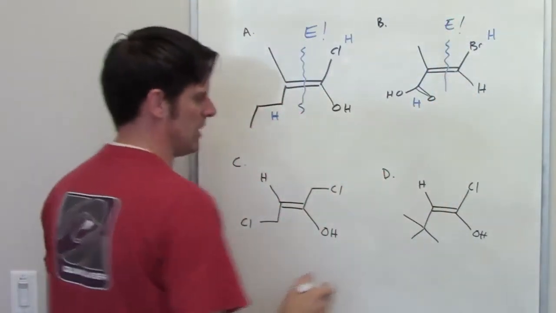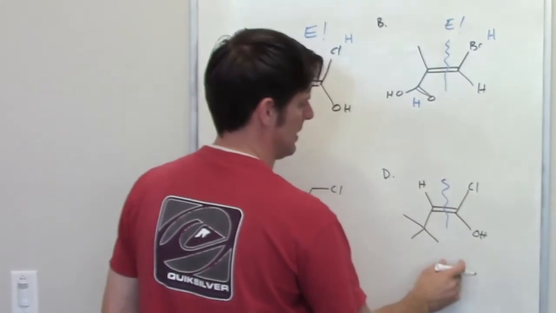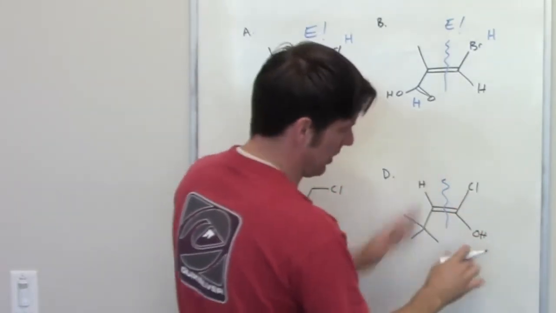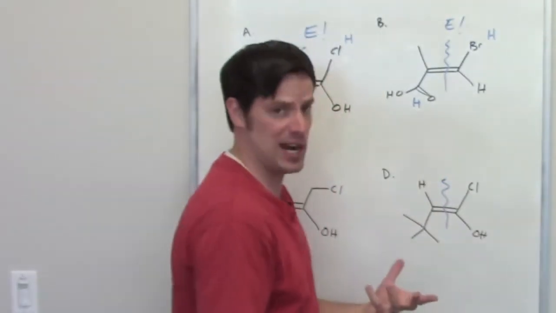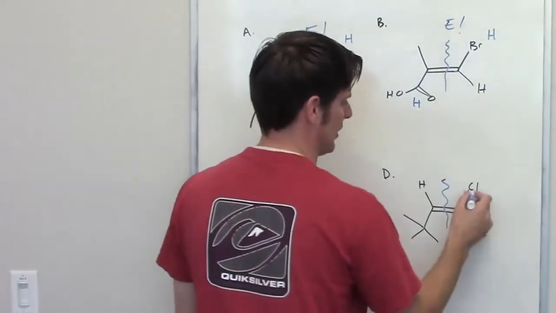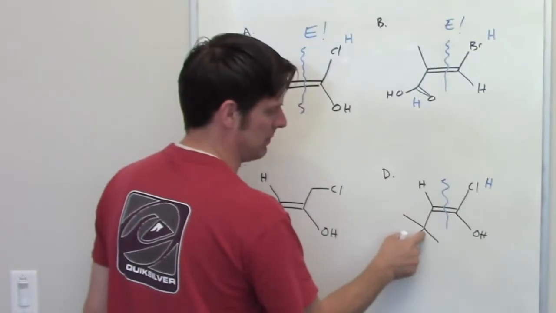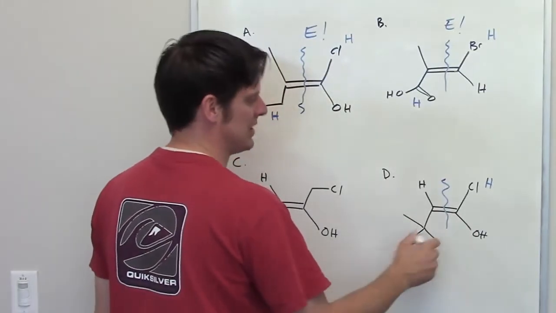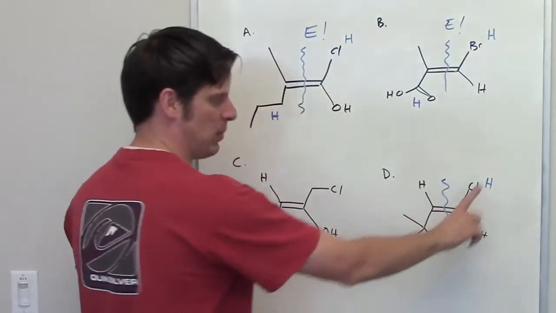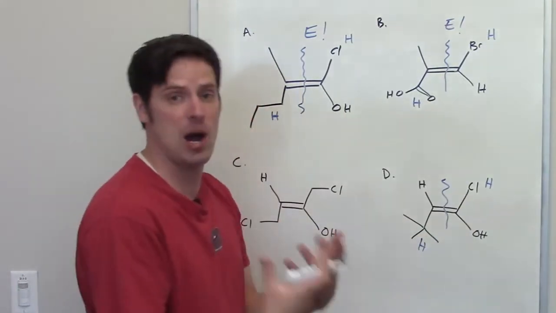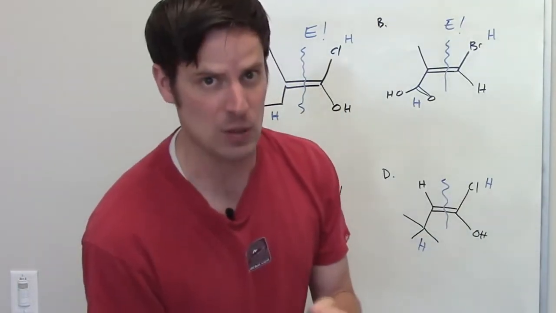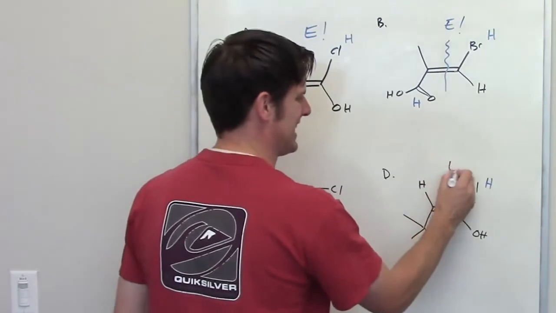Let's take a look over here. I'll go ahead and draw a squiggly line down here. I've got my groups on the right, chlorine and oxygen. Who has a higher atomic number? It's the chlorine, so he is the higher priority group. Groups on the left, I've got a hydrogen and a carbon. Carbon wins, which means this whole branch is considered the higher priority group. One's pointing up, the other's pointing down. They're pointing in opposite directions. Hence, that molecule is an E alkene.